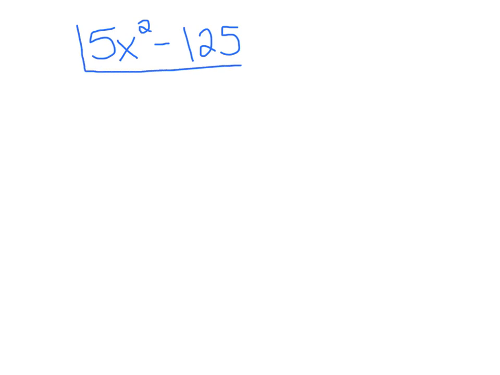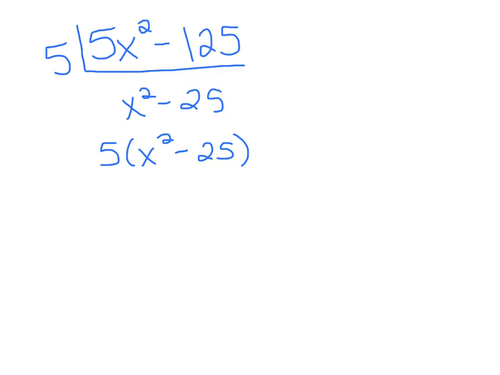Okay, let's do 5x squared minus 125. Okay, so GCF, 5. Right, and you can do this if you don't want to write the whole problem again. And 5x squared divided by 5 is x squared. Negative 125 divided by 5 is 25. So write our answer since we're done finding the GCF.